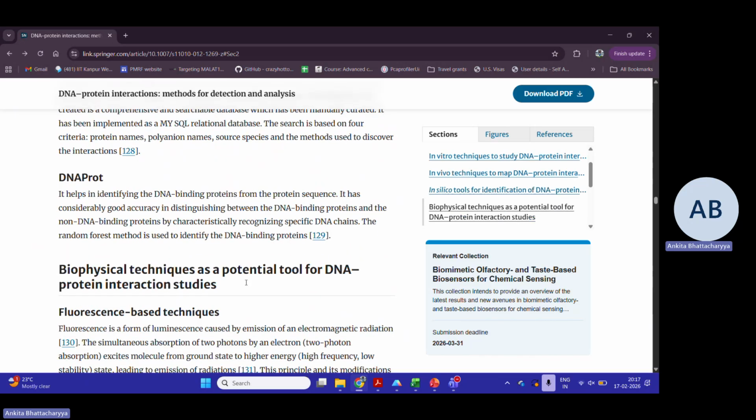DNA-Prot is also very commonly used, which helps in identifying the DNA binding proteins from the protein sequence, which has considerably good accuracy in distinguishing the DNA binding proteins and the non-DNA binding proteins by characteristically recognizing specific DNA side chains. The random forest method is used to identify the DNA binding proteins. So anyway, the rest we are not going to explore right now.